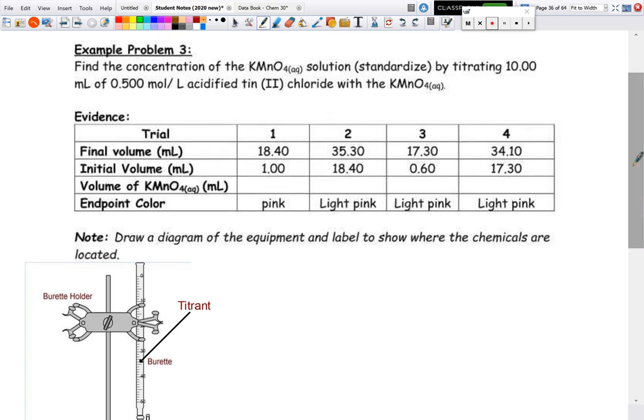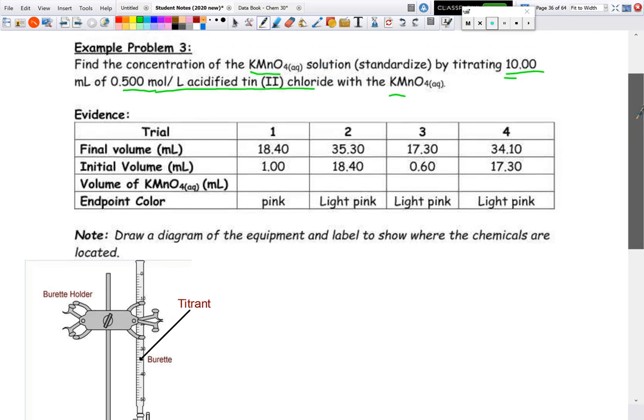So this one right here says find the concentration of KMnO4 in a standardized solution by titrating 10 milliliters of 0.500 moles per liter of acidified tin 2 chloride with the permanganate. So this 10 milliliters and 0.500 acidified tin is the same.